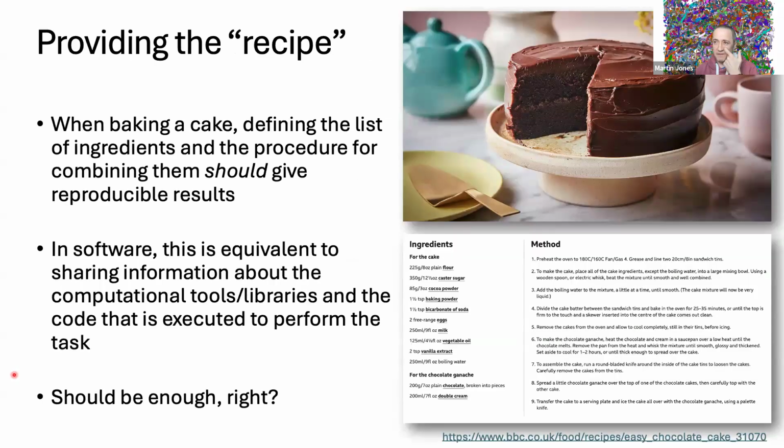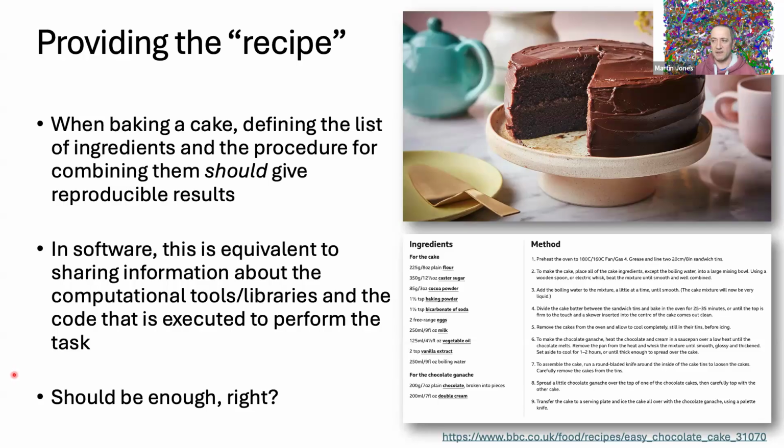So the analogy of providing this recipe and instructions. For example, if we want to bake a cake, we get a list of ingredients and then the method, the steps that we perform in certain orders. And if we follow that recipe, then we should get reproducible results. So we should get good quality chocolate cake if we follow those instructions.